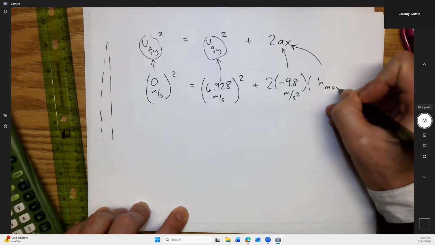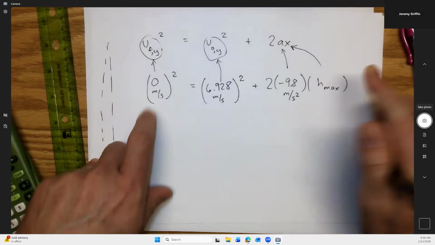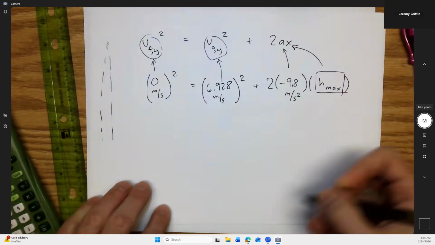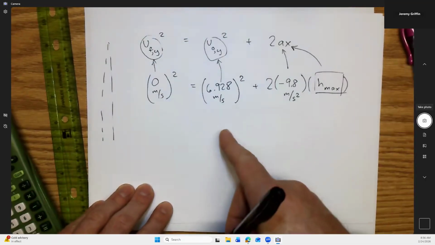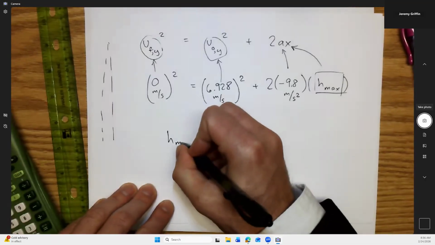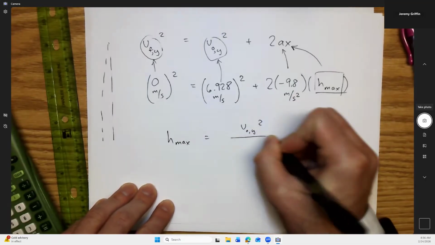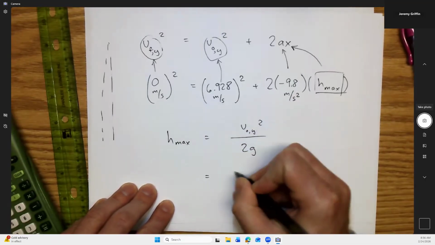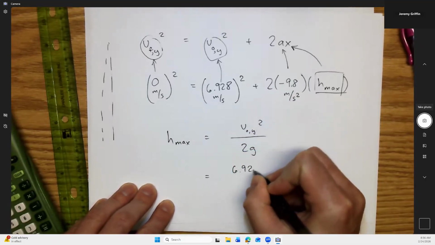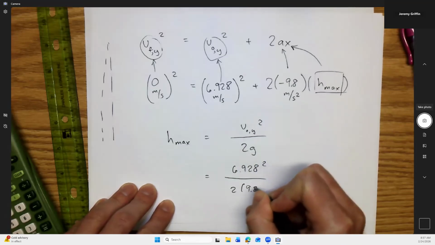H max, because that corresponds to 0 speed at the top, doesn't it? Okay, you guys see this all come together? If I list this in terms of variables, you get some term. Anyway, H max looks like it's going to be v naught y squared over 2g, which is 6.928 squared over 2 times 9.8.